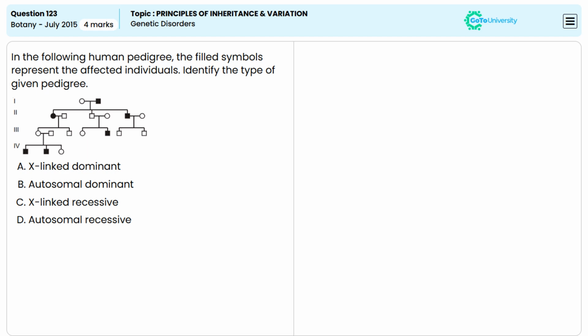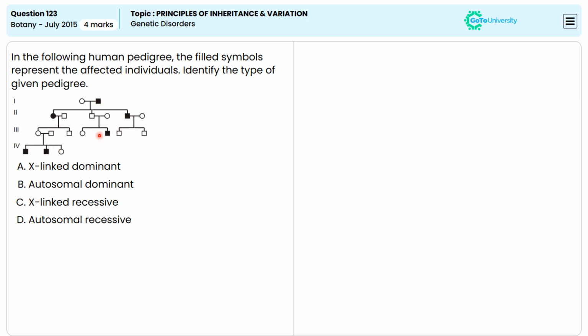In the following human pedigree, the filled symbols represent the affected individuals. You have to identify the type of given pedigree from the given options. So, from the pedigree given here, we could find out that both male and female are affected in the pedigree. So, it suggests an autosomal inheritance.